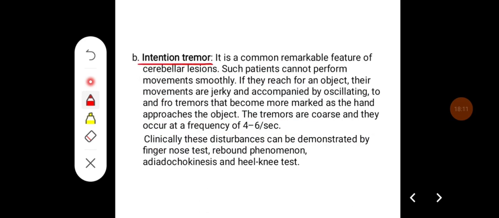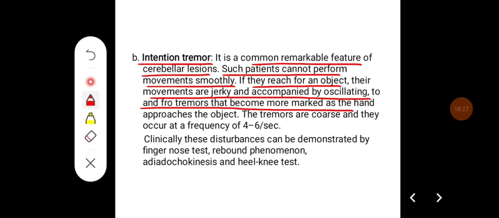There can be intentional tremor. It is a common and remarkable feature of cerebellar lesion. Such patients cannot perform movements smoothly. If they reach for an object, their movements are jerky and accompanied by oscillating to and fro tremors that become more marked as hand approaches the object. The tremors are coarse and they occur at the frequency of 4 to 6 Hz, 4 to 6 oscillations per second.